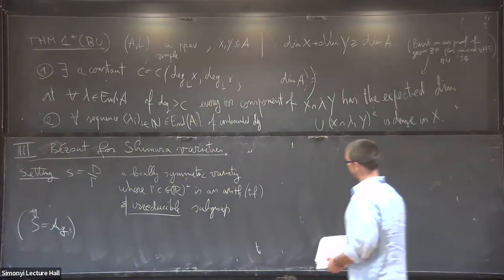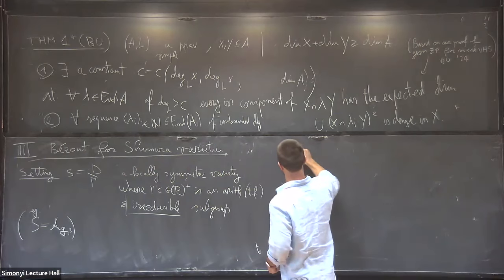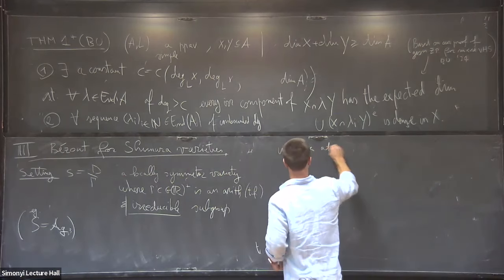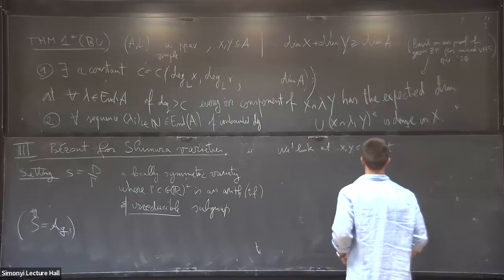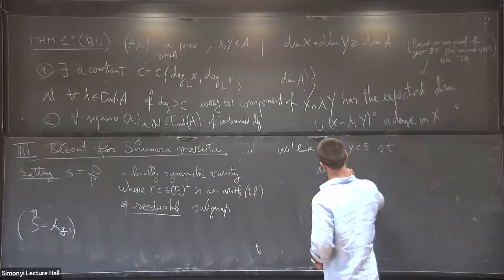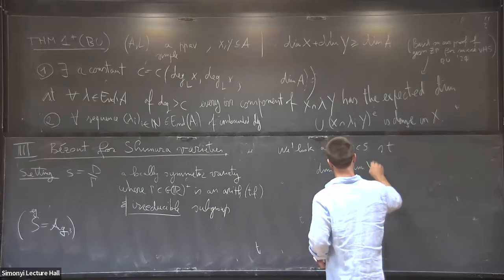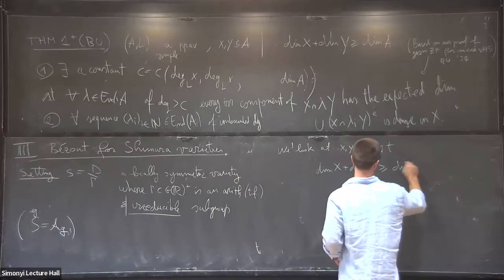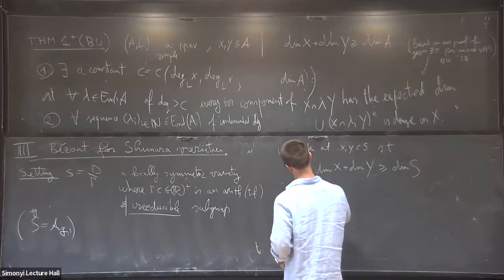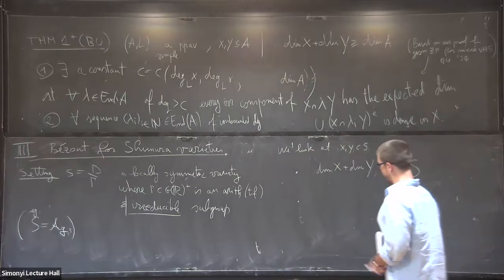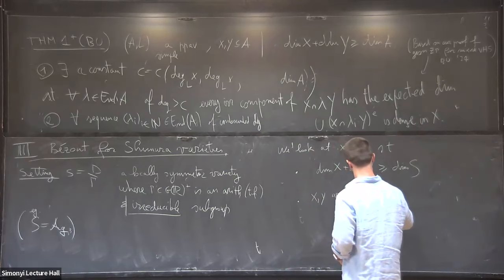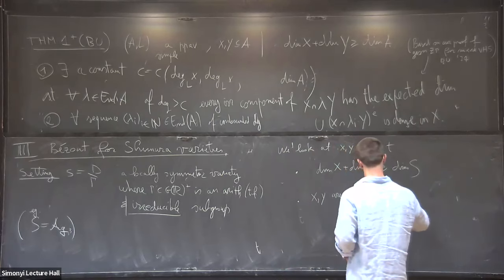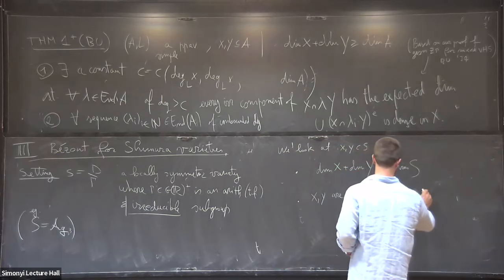Okay. So the problem: we look at x, y in S such that, well, dmax plus dy exceeds dms. That's the first thing. And the second thing is that x and y are Hodge generic in S. So what does Hodge generic mean?